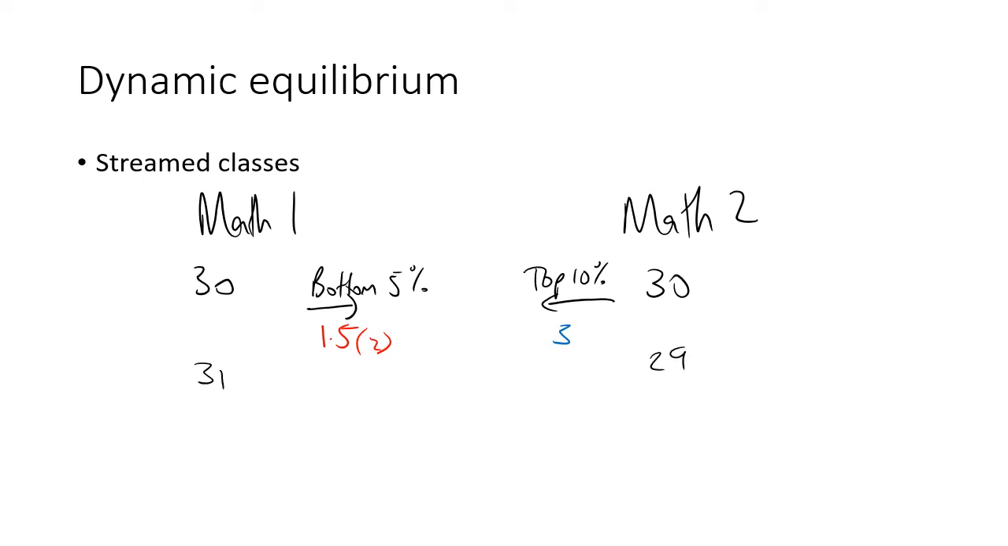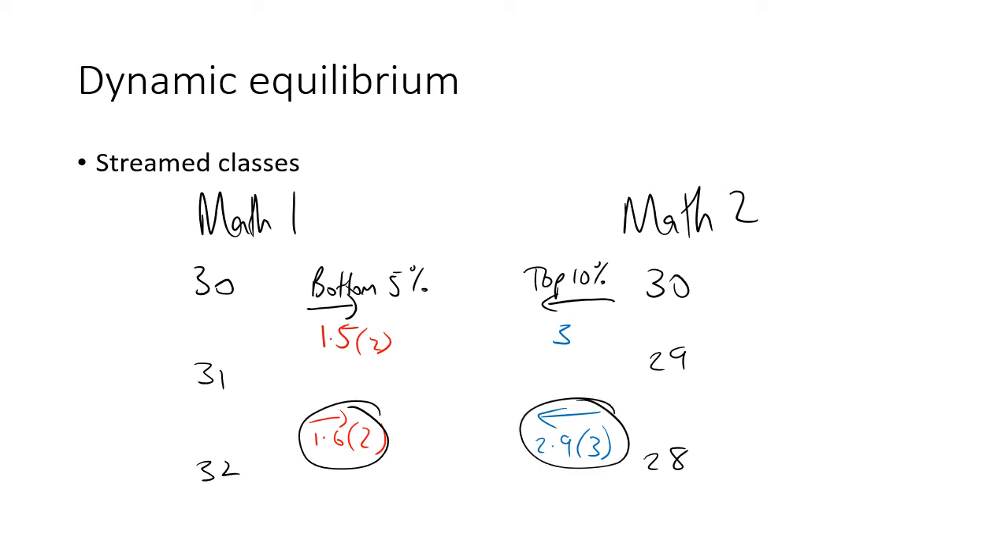This would continue, so this would change. The bottom 5% of this would be 1.6 or something, and the top 10% of this would again be 2.9, which would round to 3. And so you would have another net gain here: 32, 28. Okay? But you see this number got bigger, this number here got smaller. Eventually, this would get bigger and bigger, and this would get smaller and smaller until they were equal numbers.